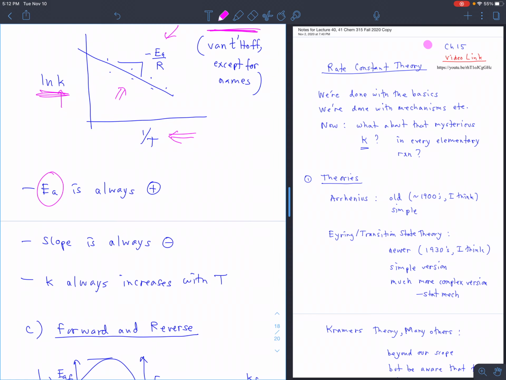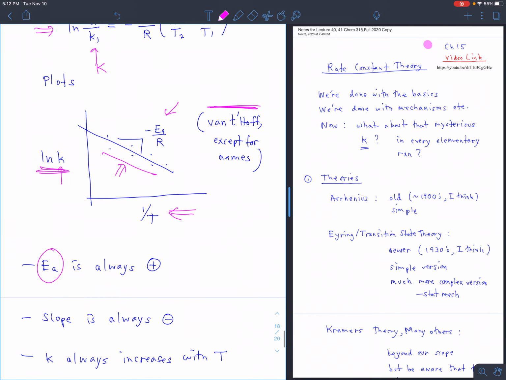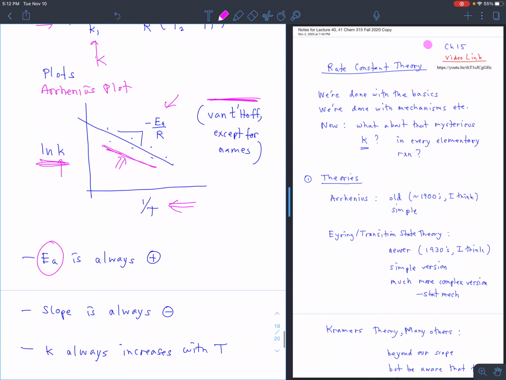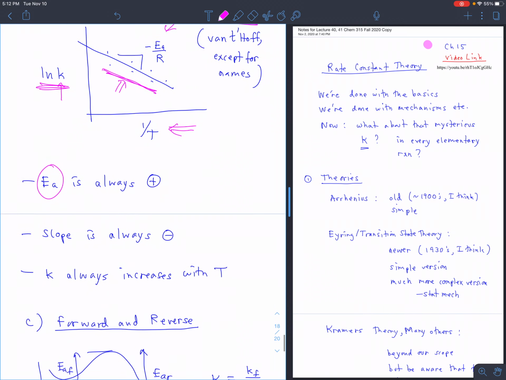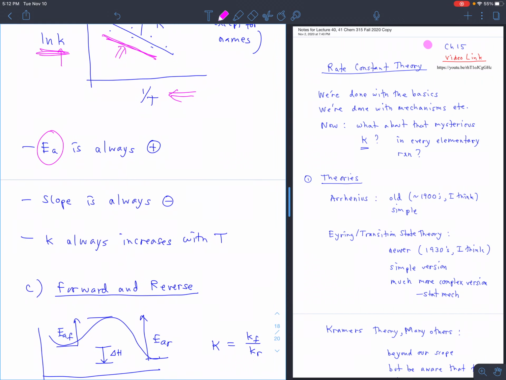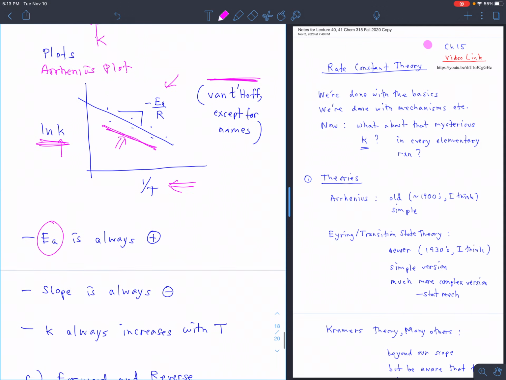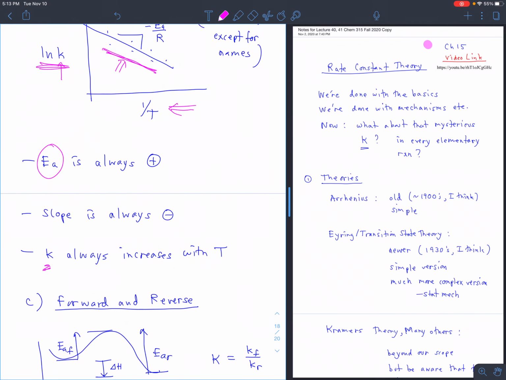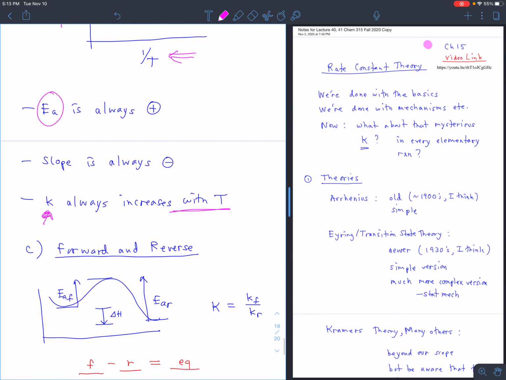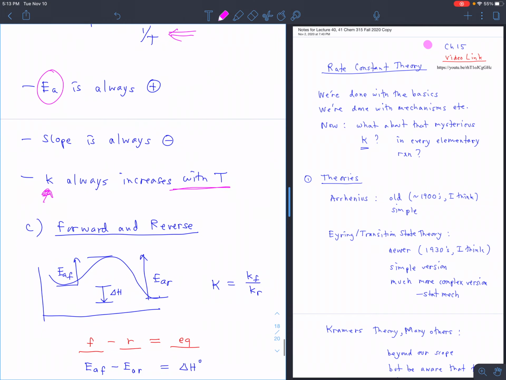The energy of activation is always positive, which means that in an Arrhenius plot like this, you'll always get the slope going downwards, never up. And it also means that the rate constant always increases with temperature. Chemical reactions always go faster when you raise the temperature.